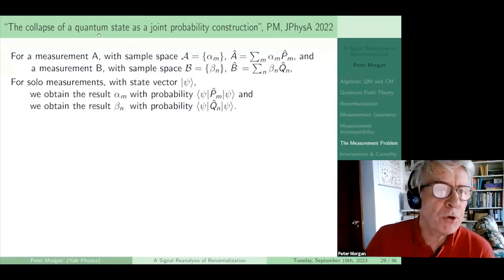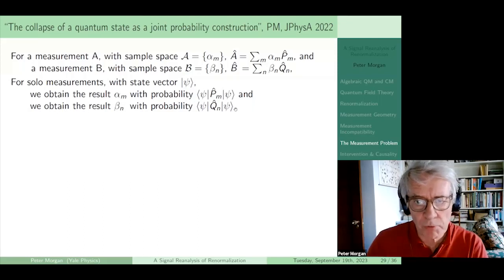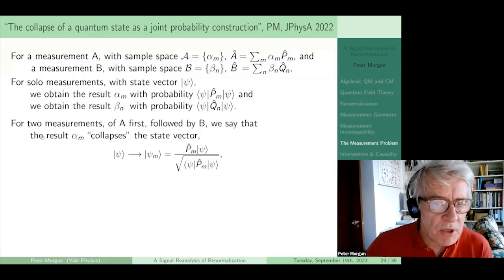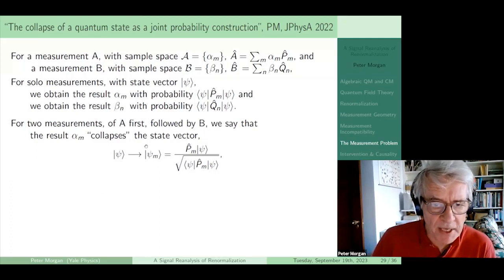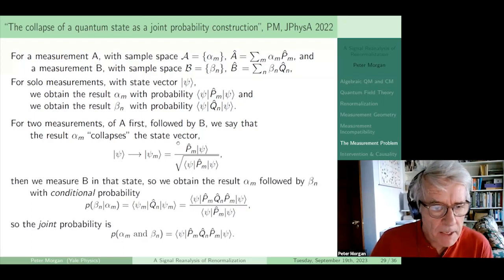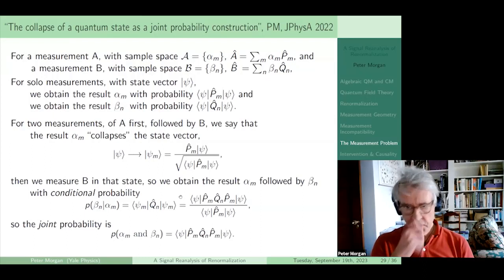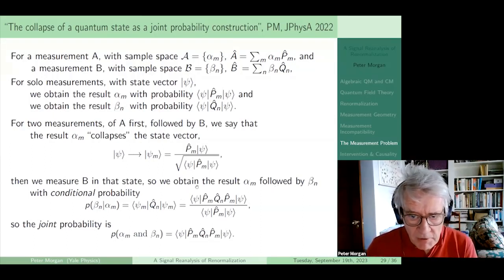And that is that if we have two measurements, A and B, with two different sample spaces and presentable in terms of projection operators, then we can construct the probabilities for single measurements of those very simply. This is the Born rule, of course. For two measurements of A first, followed by B, we say that the result alpha M collapses the state to this expression, which you'll find in textbooks everywhere. Then we measure B in that state. So we obtain the result alpha M followed by beta N with this conditional probability, this expression, just feeding this into this.